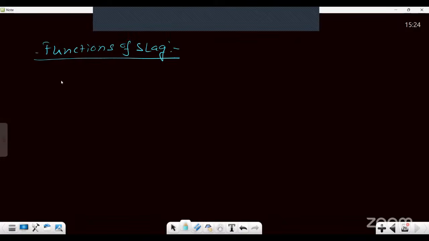What are the functions of the slag? It absorbs gangue impurities and makes them fusible. So slag is going to take up the gangue material. So I can say it absorbs the gangue impurities and makes them fusible.